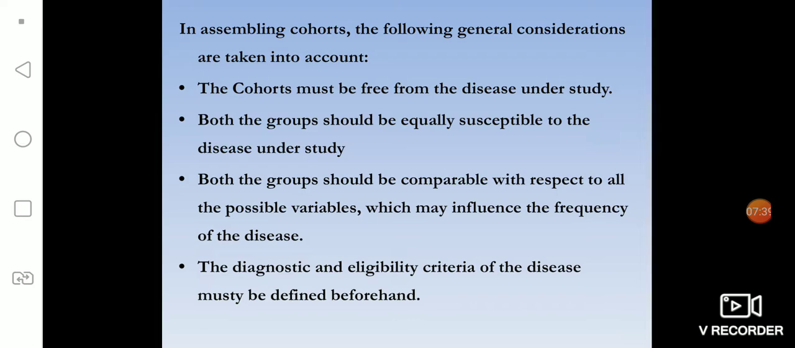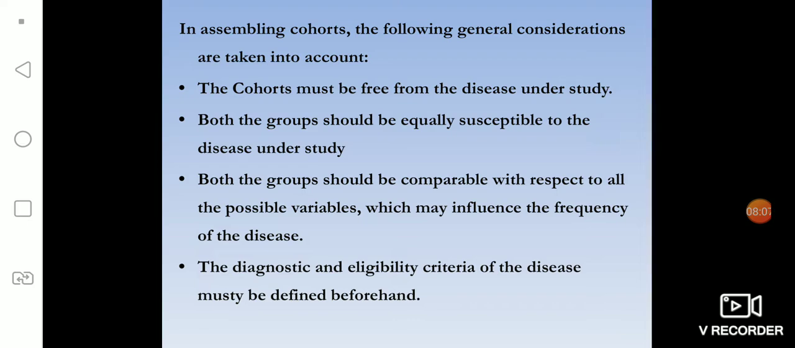See, in a case control study, I hope you remember that the disease has already occurred. So you are going from disease to cause. That is why that is called a retrospective study. This is a prospective study. Here, the cohorts are free from the disease under study. Now, both groups should be equally susceptible. Both the comparison group and the cohort group should be equally susceptible to the disease under study.